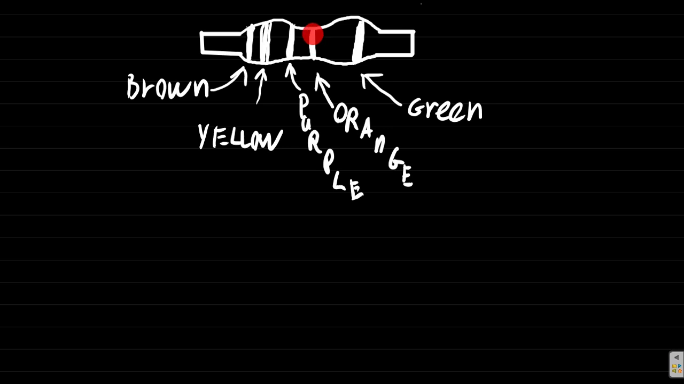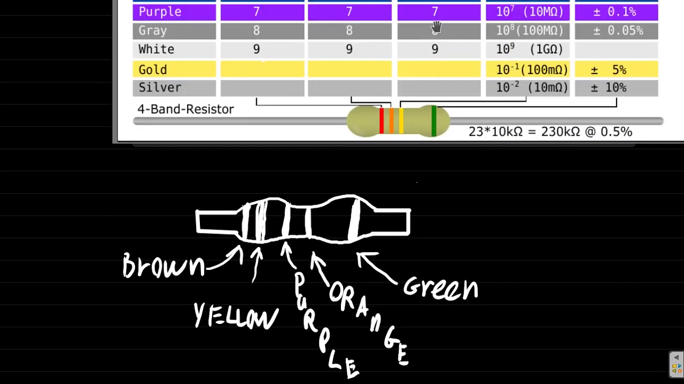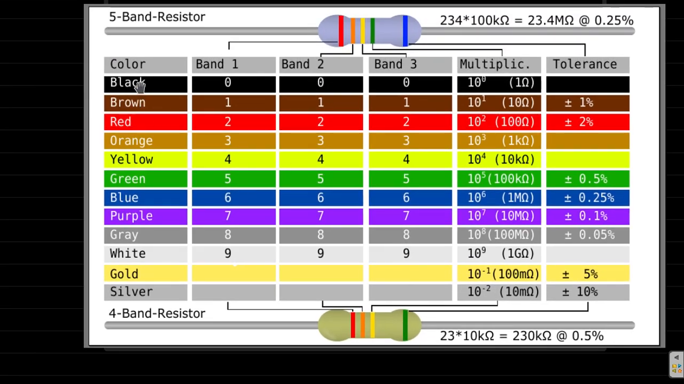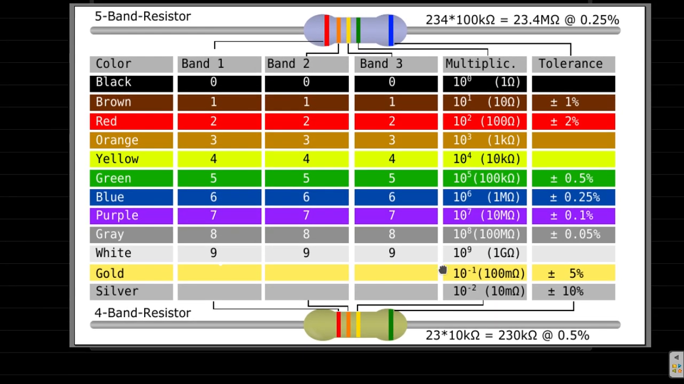The color to its left will represent the multiplier, and then the other colors to their left will represent the digits. So here you will need the color code table to see the numbers that you'll need to work with.